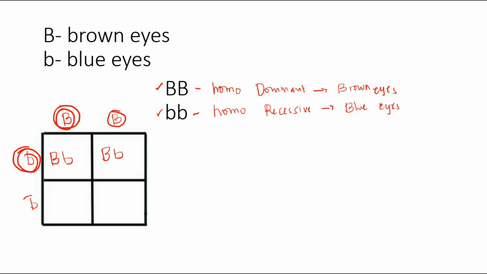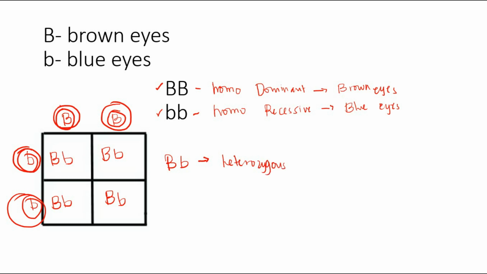And for the third box, that one and this one will give you B, B, and this one and that one will give you B and B. So as you can see, all of them are the same. So we have capital letter B and small letter b.